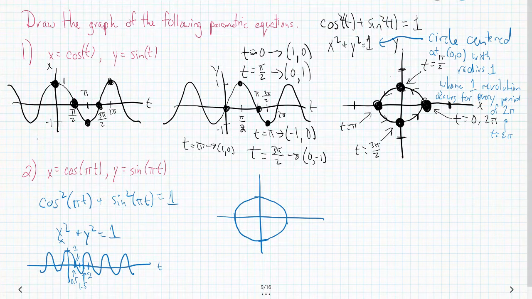And the same thing happens for the y. You can kind of shrink that down so the period's 2. Okay. Notice if I didn't have them both be pi t, all bets are off. And we'd have a different sort of graph we're looking at. So what happens is this thing's going around. But this goes around faster.